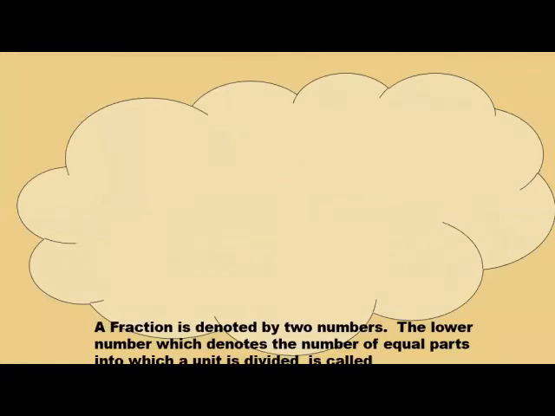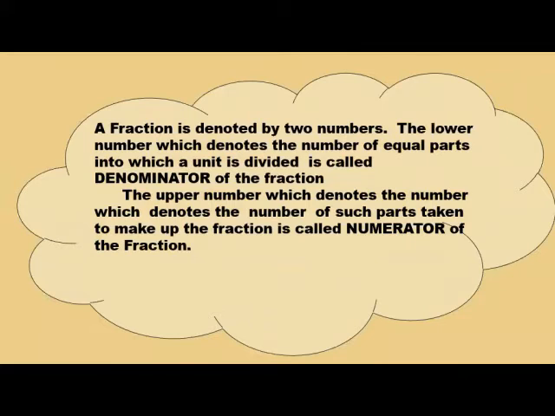Now move to next slide, which is a fraction is denoted by two numbers. The lower number, which denotes the number of equal parts into which a unit is divided, is known as denominator of the fraction. The upper number, which denotes the number of such parts taken to make up the fraction, is known as numerator of the fraction. As you can see, 1 upon 2, this is a fraction. The upper part shows the numerator and the lower part is known as denominator. I hope you can understand what is numerator and what is denominator.